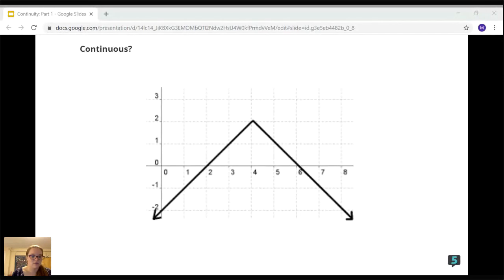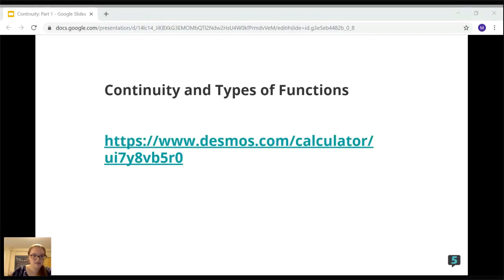Okay. So yes, this function is continuous. f of 4 might look like it would make it not continuous, but as long as those 3 rules are satisfied, this is a continuous graph. Okay, going to move on to the next slide here.